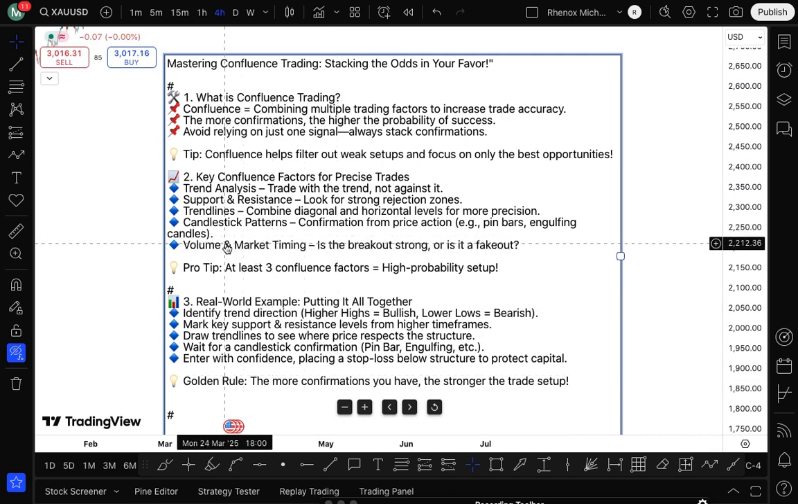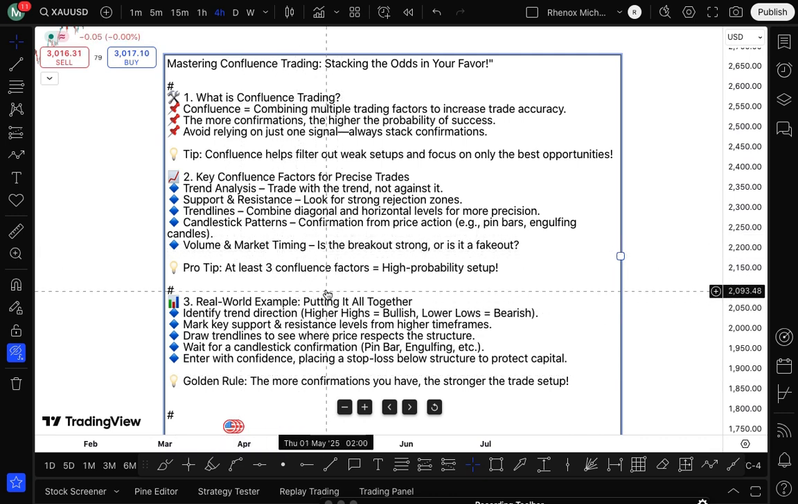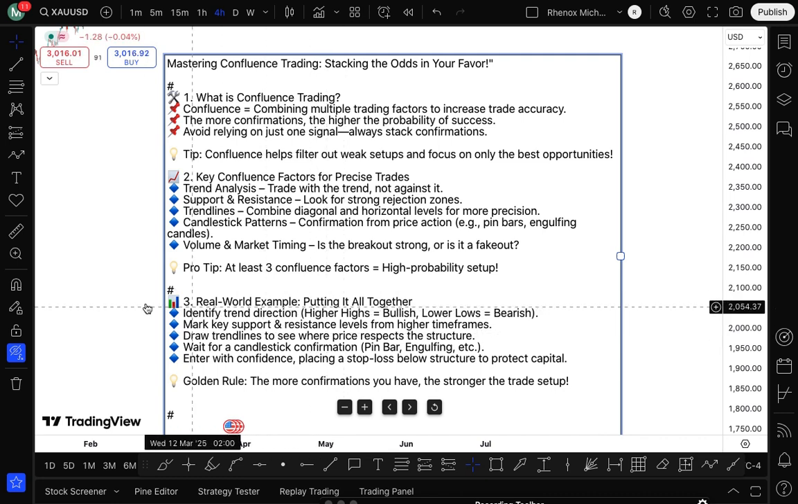Then you also have volume and market timing. You need to find out whether you are in the market probably in the New York session, the London session, or the Tokyo session. They all have their liquidity and a difference in volume. The way the candles print in New York is different from the way they print during London. You understand? There's more volume in the market at those different times.